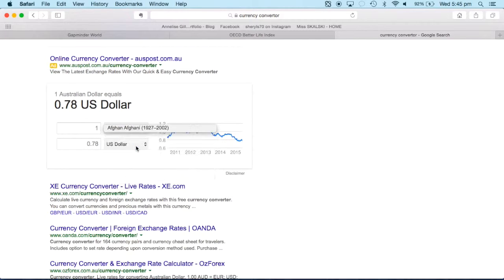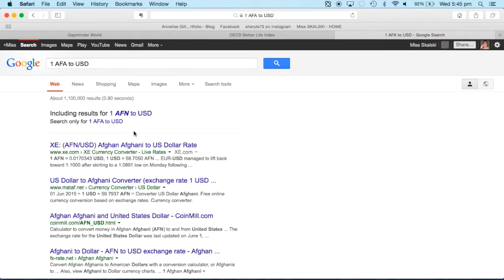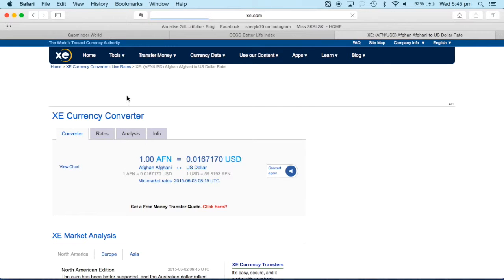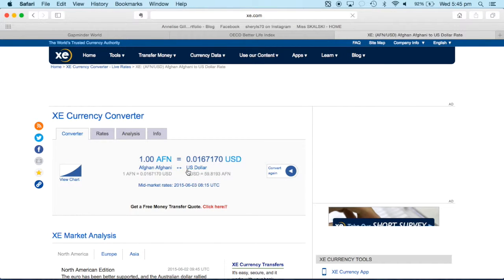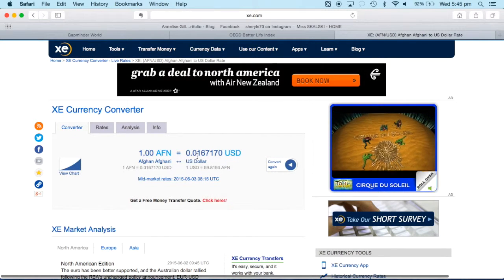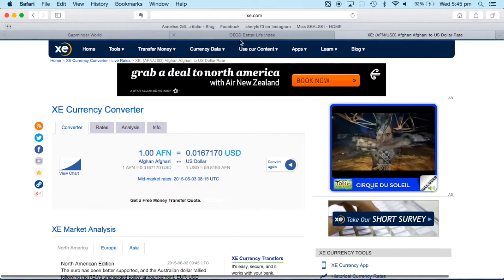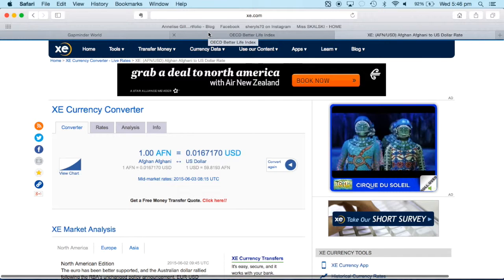So you've got one Afghani to US dollar rate. Oh, that didn't work very well. Usually it shows up, but there are lots of, here we go. So one Afghani is equal to $0.016. And obviously converting to Australian dollars is going to be the best way to do it.